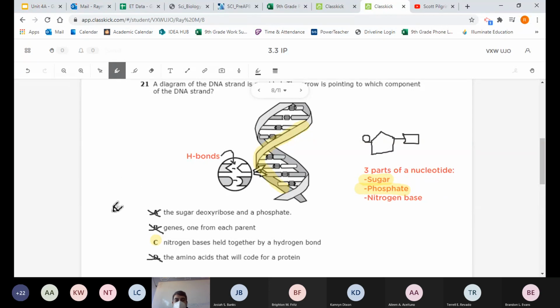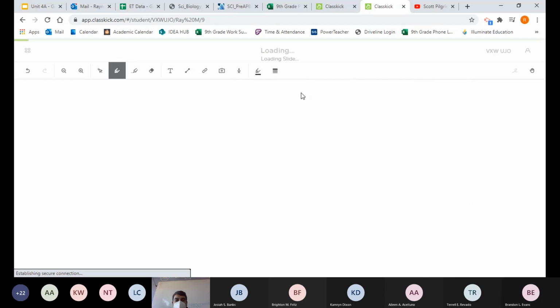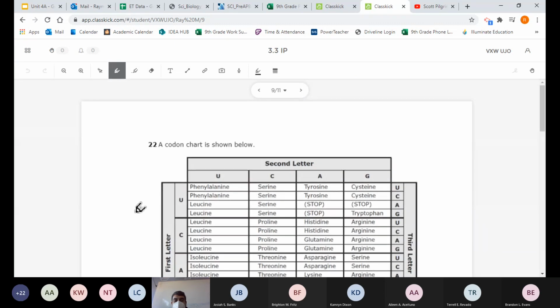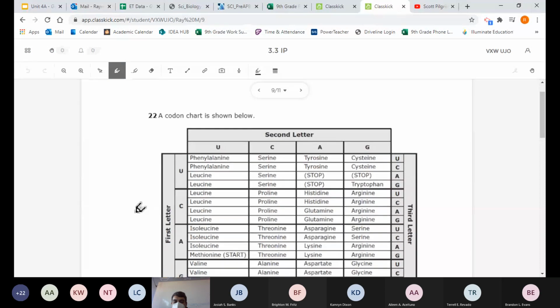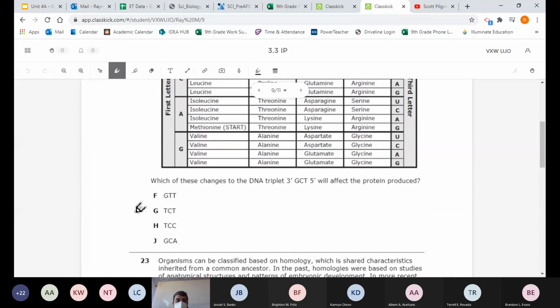Okay. Easy peasy, right? Nobody missed any of these questions. All right, I see another codon chart. I love these because they're just like puzzles. Let's go ahead and solve it. Which of these changes to the DNA triplet will affect the protein produced? I think the reason why a lot of people missed this question is because you had to do work, right? So GCT, that is your DNA sequence. So we've got a T in there, right?